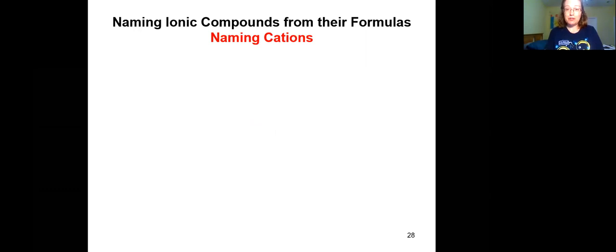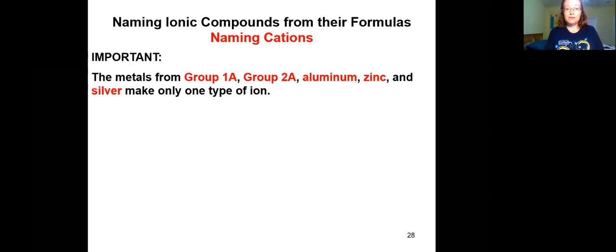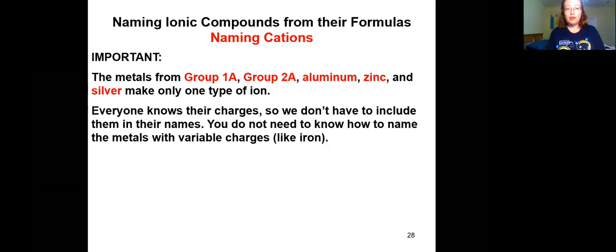Naming them from their formulas. What's important? Well, the metals from group 1A, group 2A, aluminum in group 3A, zinc, and silver make only one type of ion. These guys are not like the other metals we talked about that can form +2 and +3 or +1 and +3. These guys, everyone knows their charges. It doesn't change for any of these metals. So when everyone knows their charges, we don't have to include the charges in the names of the compounds.